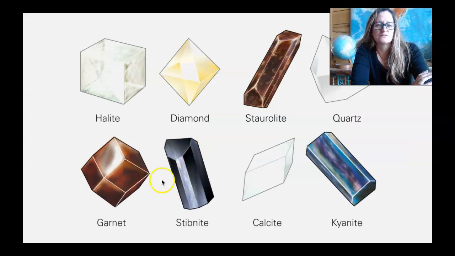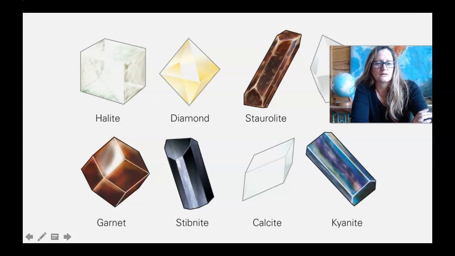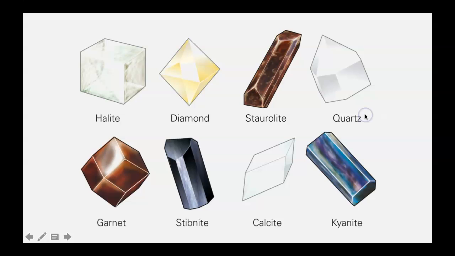So here's some examples of different crystal shapes. Halite is going to make a cube, a diamond, like a double pyramid. Staurolites make these funky prisms that can be twinned, and they can make a T out of them. Quartz has that typical shape where it's a long prism with a point on the end. Garnets are dodecahedrons, like a round crystal with a bunch of different sides.